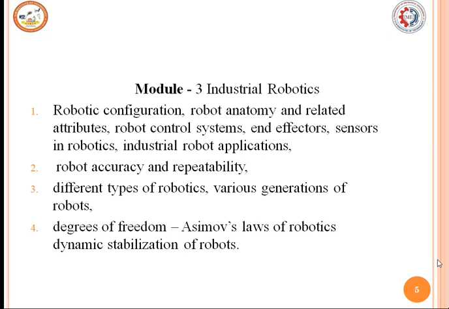In this industrial robotics module, you are going to learn about what a robot is, what its anatomy is, how you control a robot, what an end effector is, what sensors are used in the robot, industrial applications of the robot, what robot accuracy and repeatability are, different types of robotic systems available, various generations of robots, what degrees of freedom are, and Asimov's laws of robotics and dynamic stabilization.